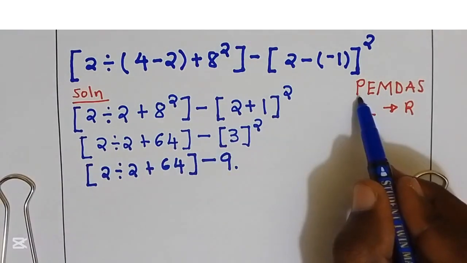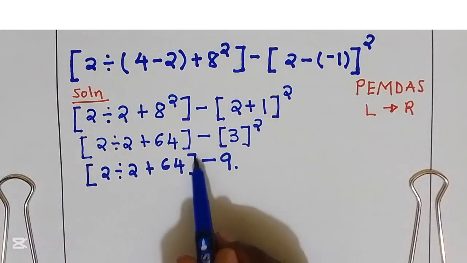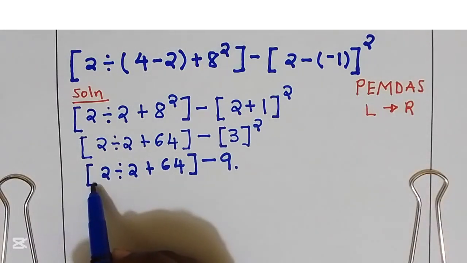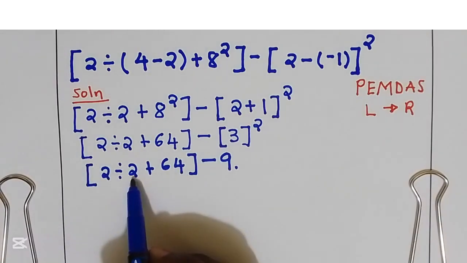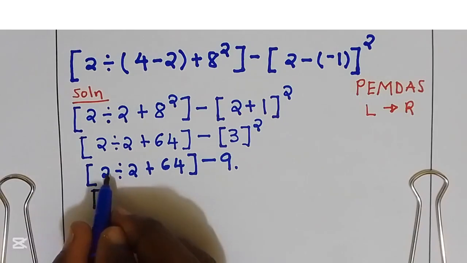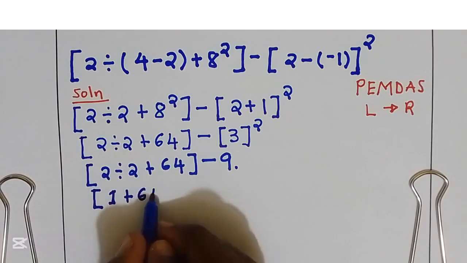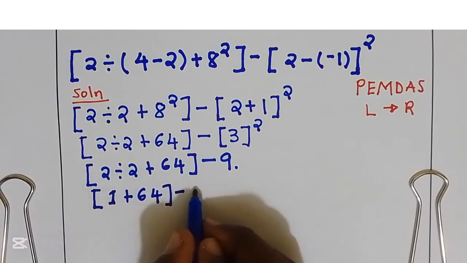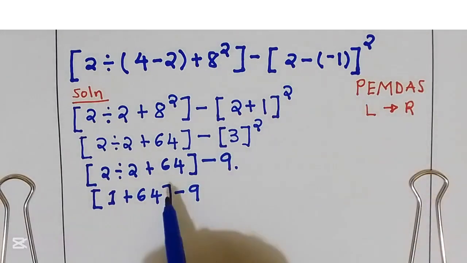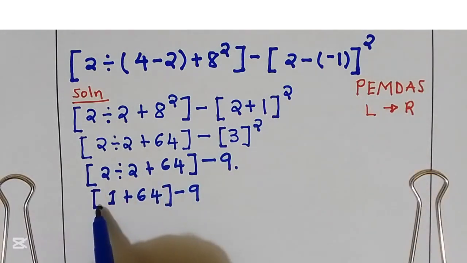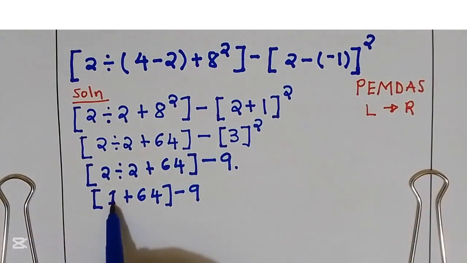When I go back to PEMDAS, do I have any parentheses? Yes, I have a bracket here, which I'm supposed to work on, but inside the bracket I must start with division. In the bracket, 2 divided by 2, I get 1 plus 64, then take away 9. I'm still working in the bracket, and now I'm going to do addition. So I'm going to take 1 plus 64.